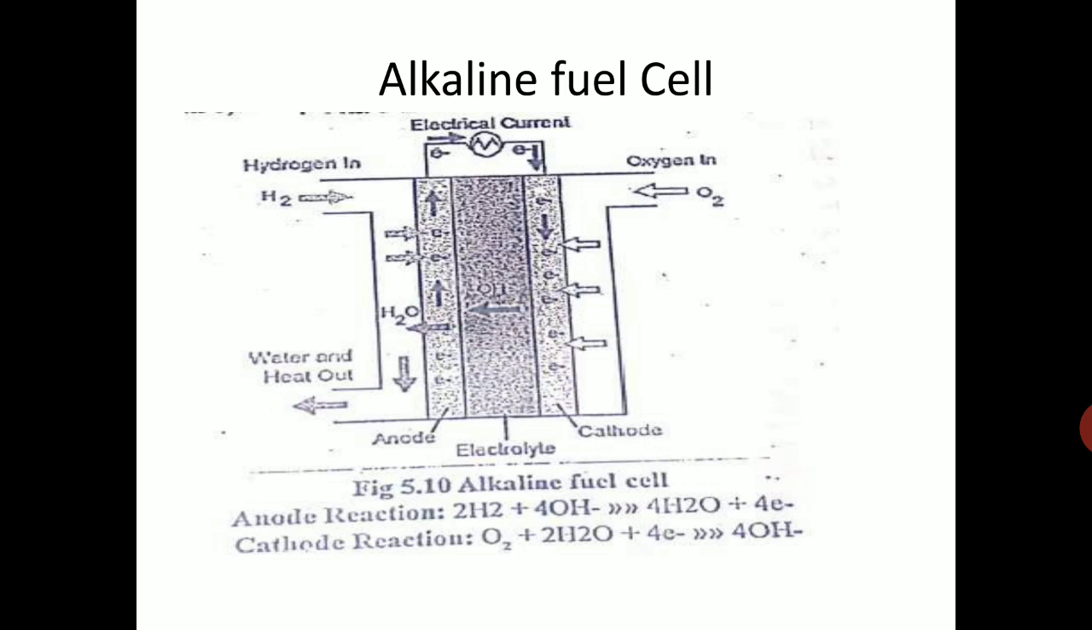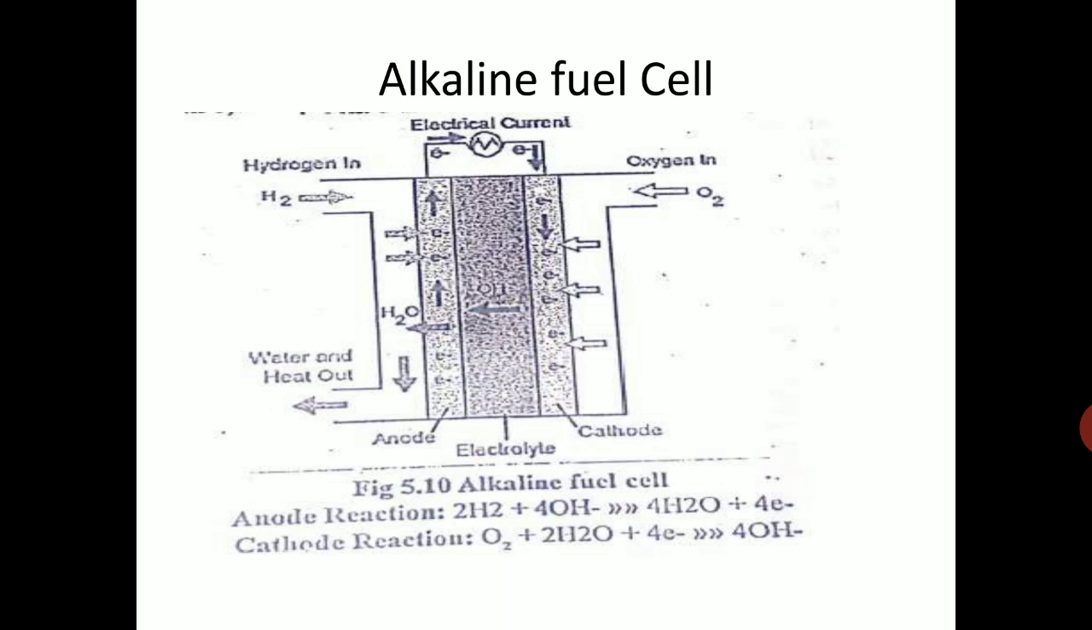Between these two, anode and cathode, you have the electrolyte. This is an alkaline electrolyte, and the reactions are very simple. This is the anode reaction: 2H2 plus 4OH, these hydroxyl ions, results in 4H2O, that is water, plus 4 electrons.